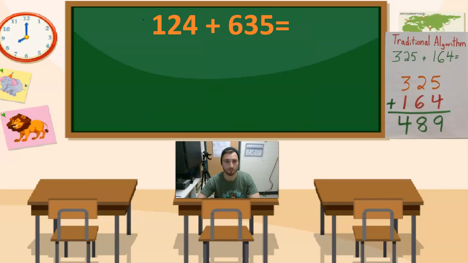Let's say for our first example, we have 124 plus 635. We'll start by rewriting the first number out. I like to space out the numbers so that I can see my place values. So I've got 124. Now I'm ready to write the second number, this second number right here.